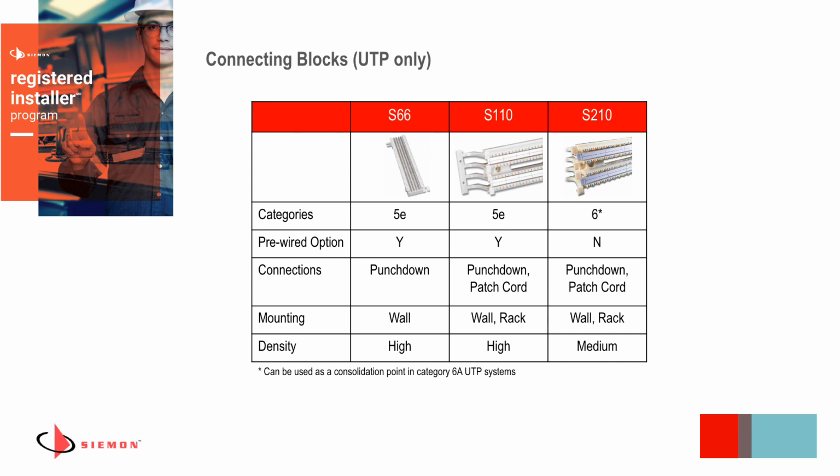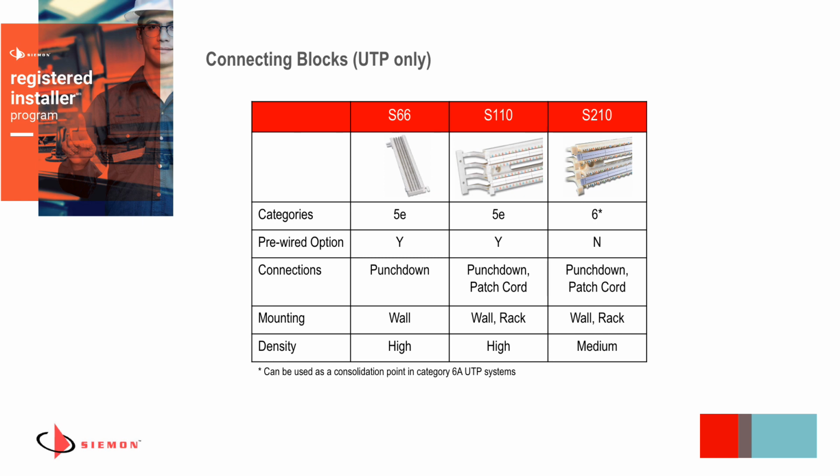And then the third option is the S210 block, which is a version of the S110 block designed specifically for use for Category 6. The asterisk there identifies the fact that it can be used as a consolidation point for Category 6A UTP systems as well. So just something to keep in mind.